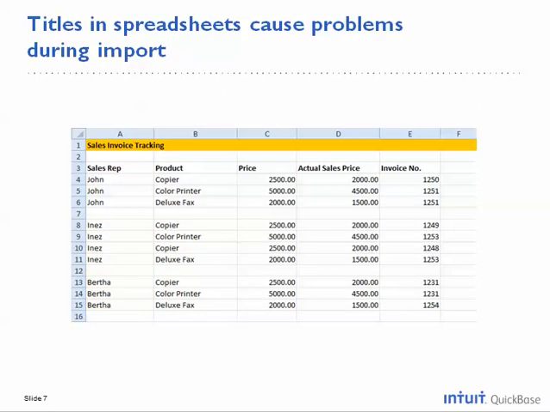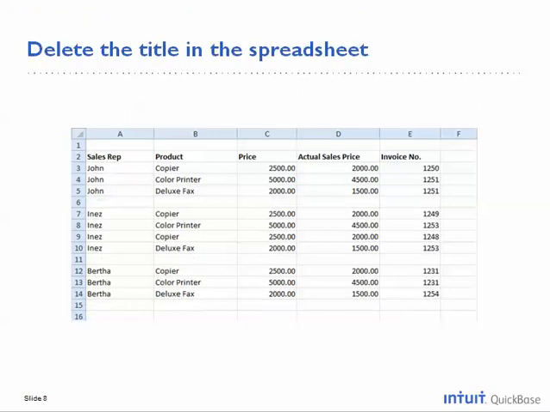Titles in your spreadsheet cause import issues because QuickBase will not import data from the rightmost columns if the first row does not contain data in those columns. So in this example, the title is only located in column A of the first row. Since there is nothing in columns B through E of the first row, QuickBase will not import those columns, leaving out a lot of important data. To fix this, just delete the title row from the spreadsheet.